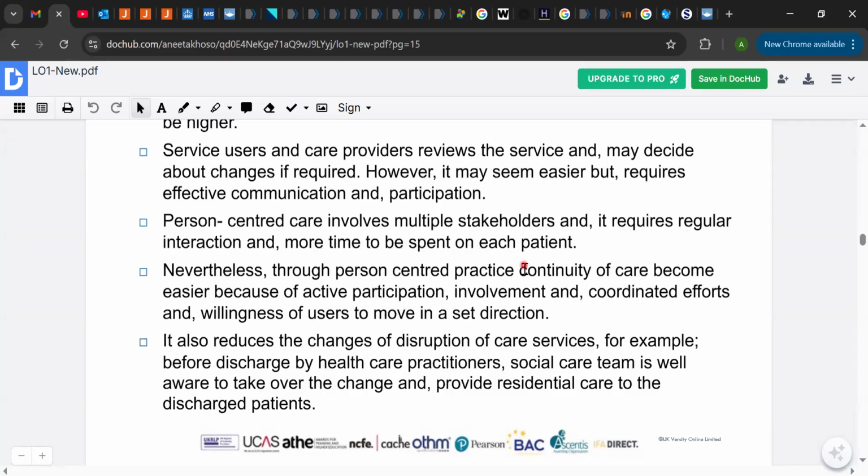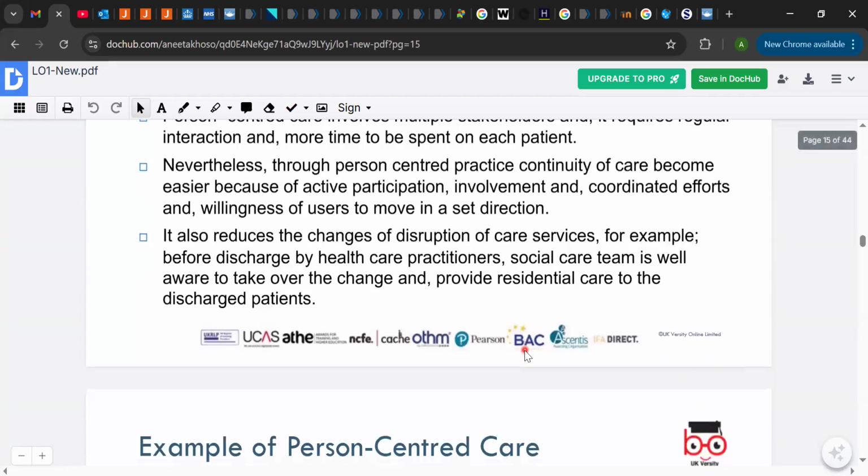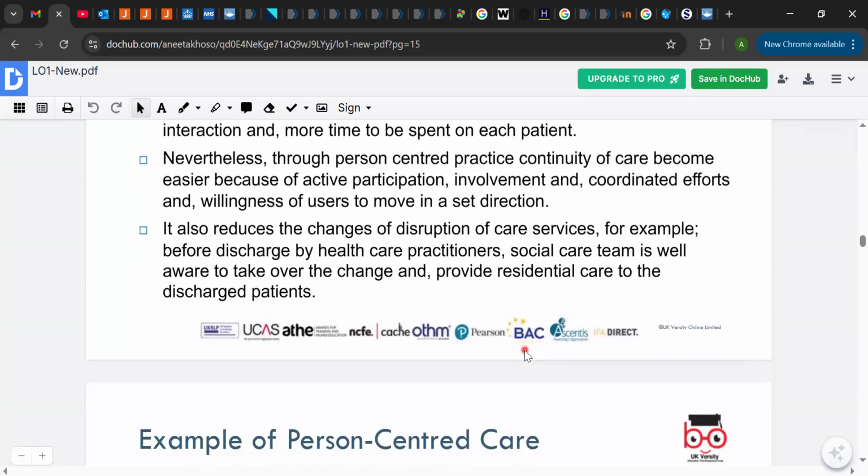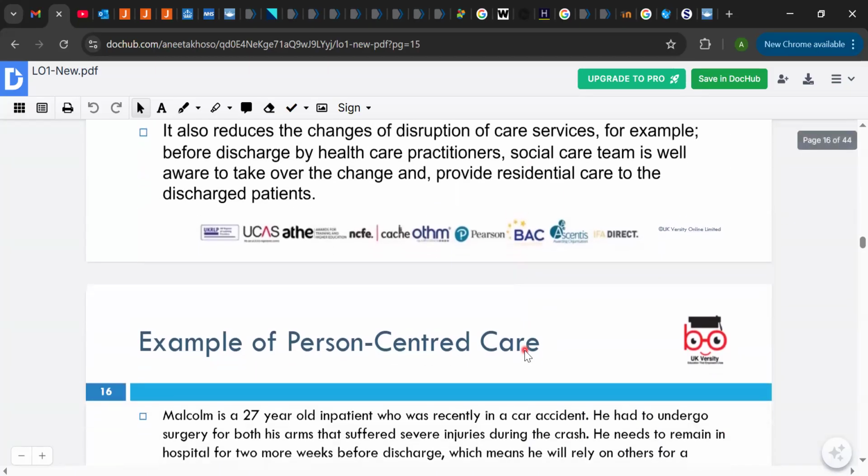However, it may seem easier, but it requires effective communication and participation. Person-centered care involves multiple stakeholders, and it requires regular interaction and more time to be spent on each patient. It is a hard process, okay? So things that are harder initially become easier later, but they will definitely become easier if you continue doing them. Through person-centered care practice, continuity of care becomes easier because of active participation. There's more involvement of the patient, coordinated efforts, and willingness of users to move in a set direction. It also reduces the chances of disruption of care services, like before discharge by healthcare practitioners. The social care team is well aware to take over the change and provide residential care to the discharged patients.